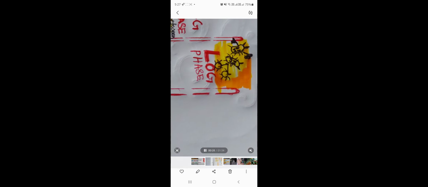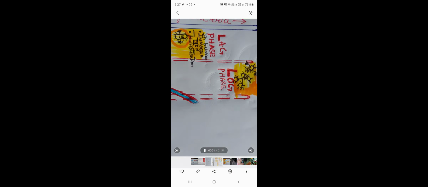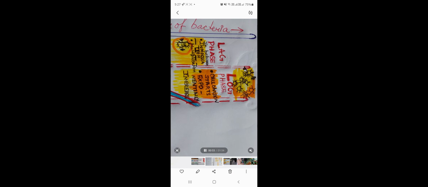Then comes the log phase. In the log phase, the bacteria start replicating, and you can see the graph is increasing in a straight line. Cell division starts and an exponential increase occurs. The plotted viable count is a straight line.